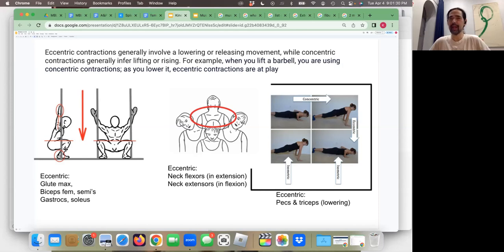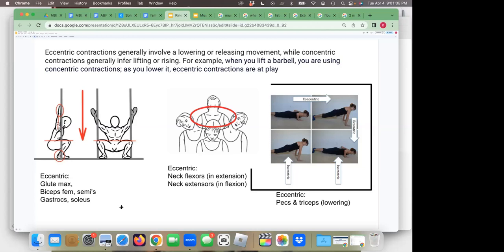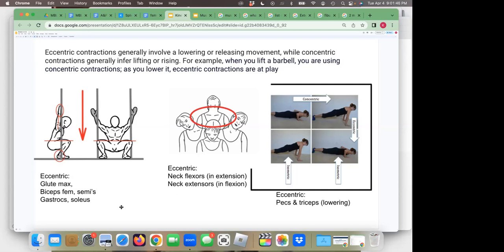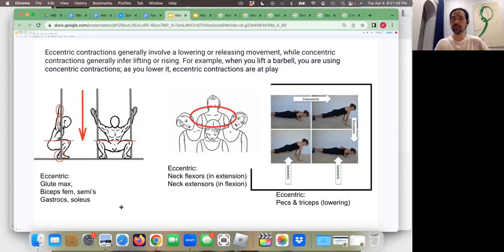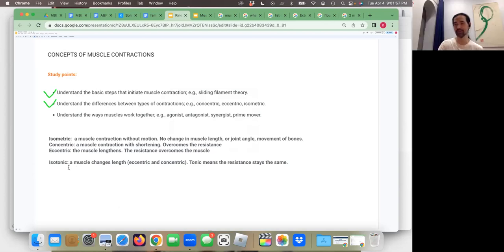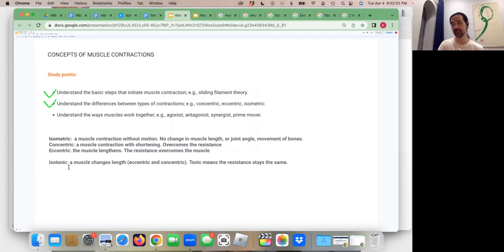What's the difference between an agonist and an antagonist? Agonist is the one that helps or goes against. No, agonist is the prime mover. It does most of the work. The antagonist opposes the agonist. So the synergist is the one that helps. The synergist is the helper muscle, right? So like the peroneals on the side of the leg might be a synergist for the ankle, for the tibialis anterior or for the gastroc.